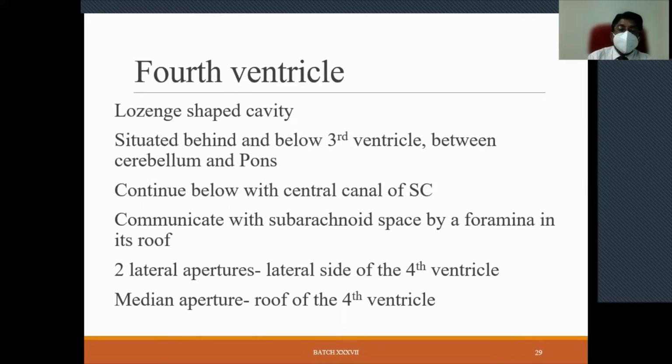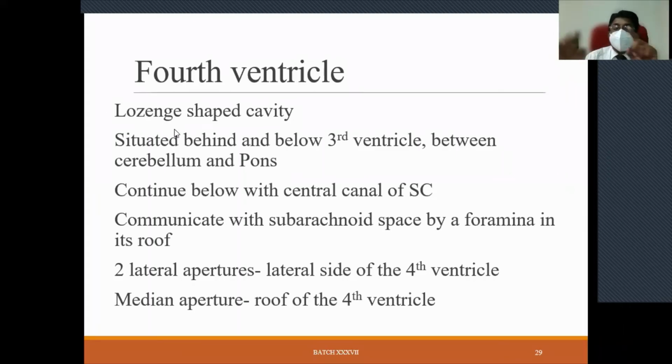I don't know whether you have eaten lozenges nowadays, because when we were small, lozenges were very common. Now also there are certain ones that help to soothe the throat. You know, they come in lozenge shapes.